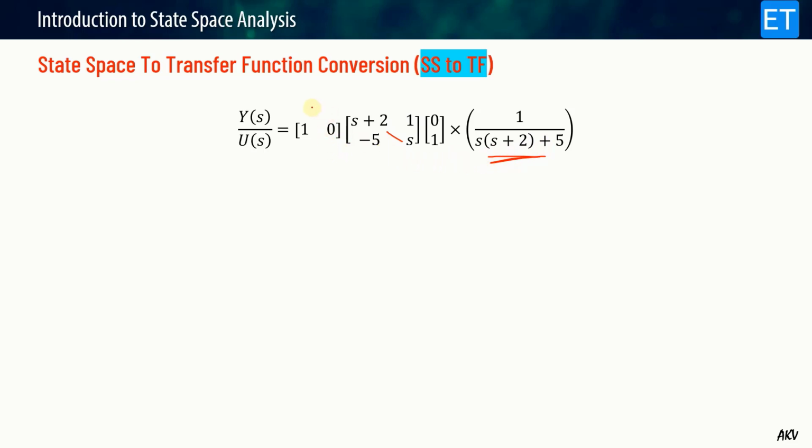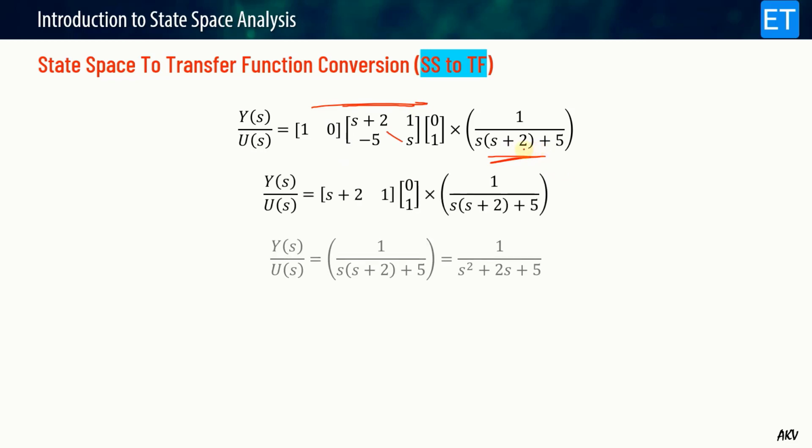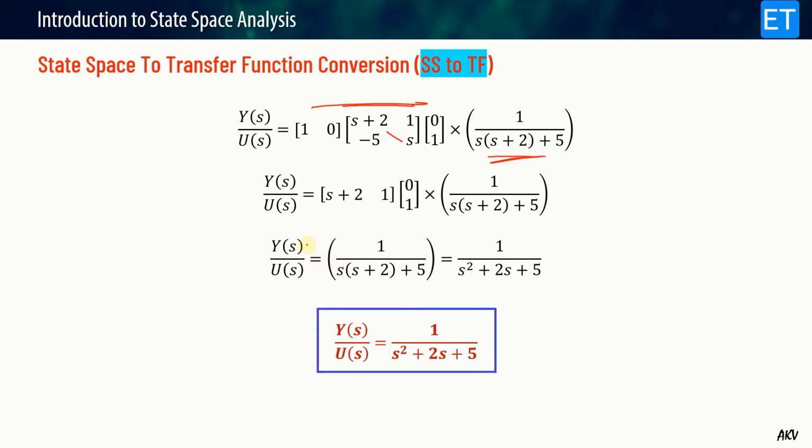And now I have to multiply these three matrices. The denominator is already there, and I will get this. So this is the output, or you can say this is the transfer function which I have obtained from that state space model of that LTI system. This is a very simple example. So now you can convert any ABCD state space model into its corresponding transfer function with this simple formula.